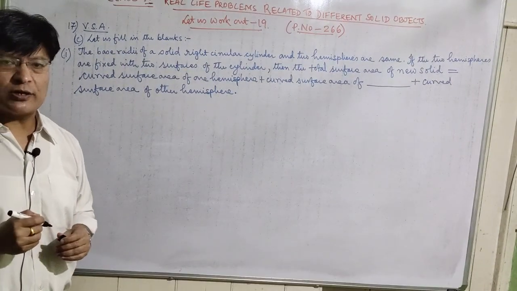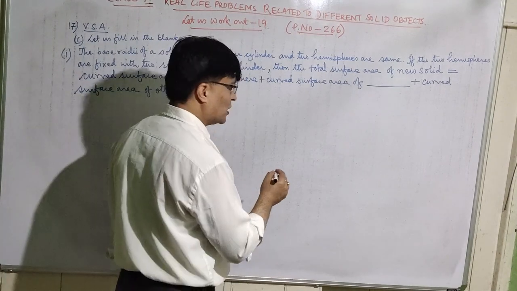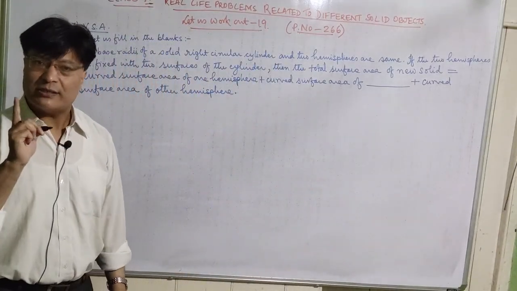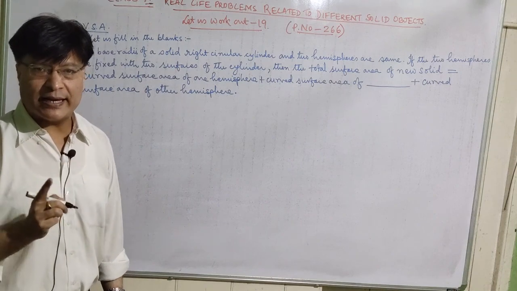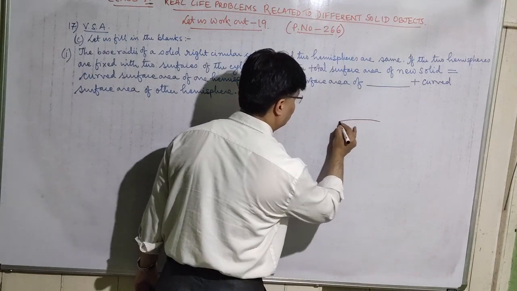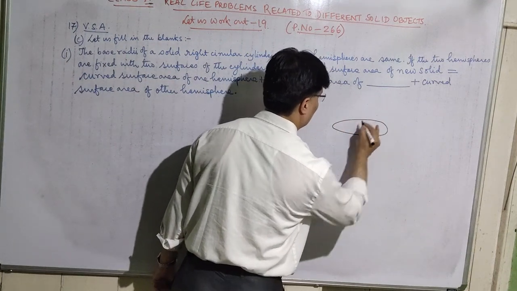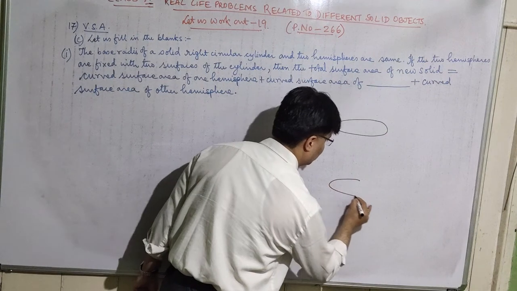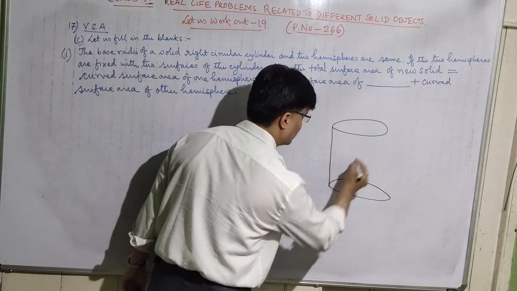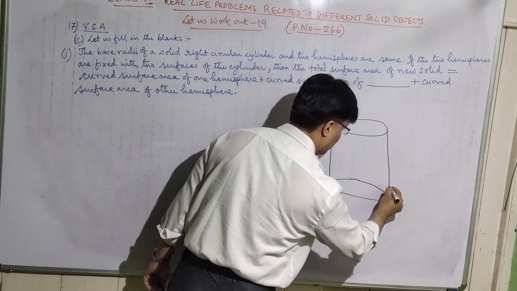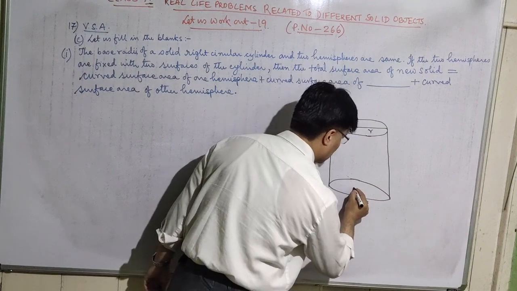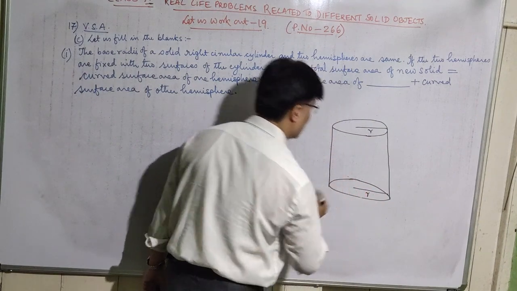Okay, so let us draw the figure in this case. So there are two hemispheres and one solid right circular cylinder. Their base radii are the same, right? So this is a cylinder now. Suppose its radius is r. This radius is also r.